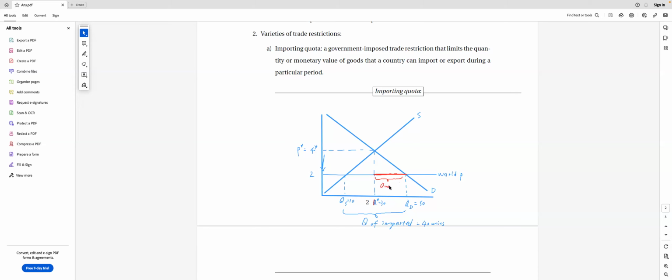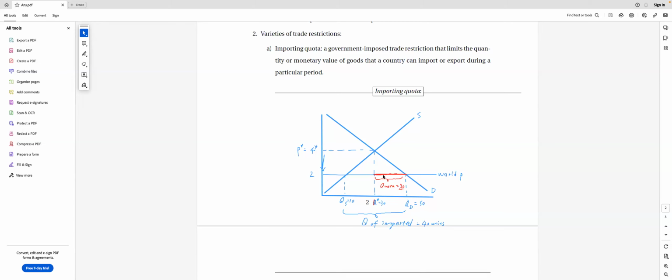How big is the quota? 50 minus 30, so equals 20. This is an upper limitation. At most, we can import 20 units of a pencil from China.